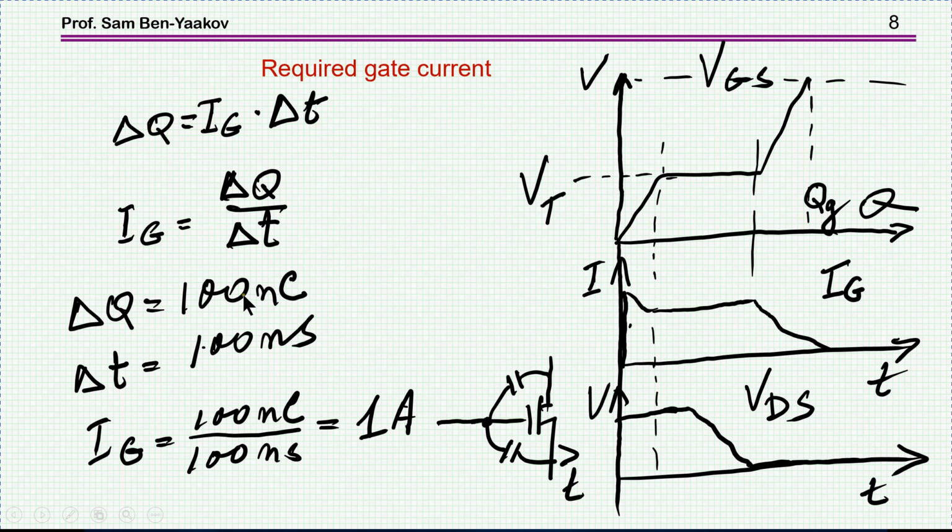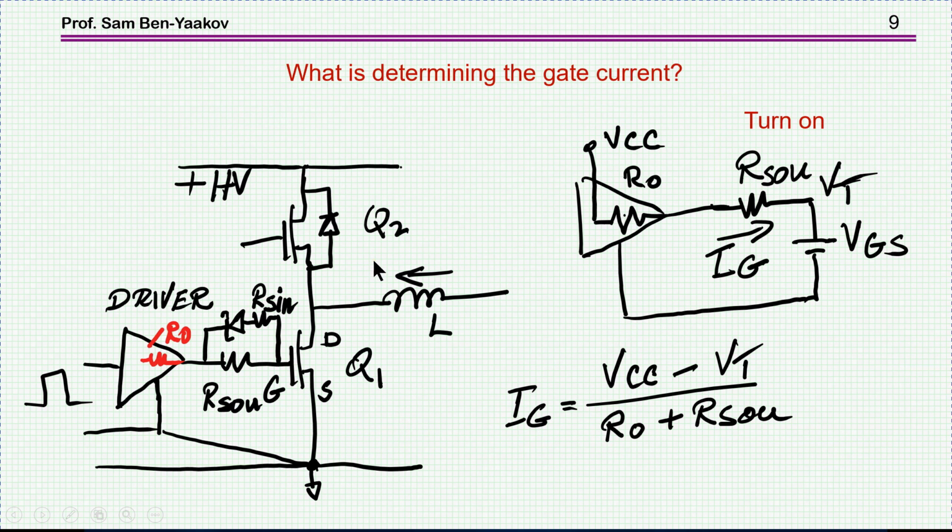So suppose the delta Q is 100 nanocoulomb, and we wish to have a transition of 100 nanosecond. This brings about a requirement of a gate current of 1 amp. You see that this is not insignificant. We are talking about fairly high current. This, by the way, 100 nanocoulomb is for a fairly hefty transistor. So we have now the two resistors.